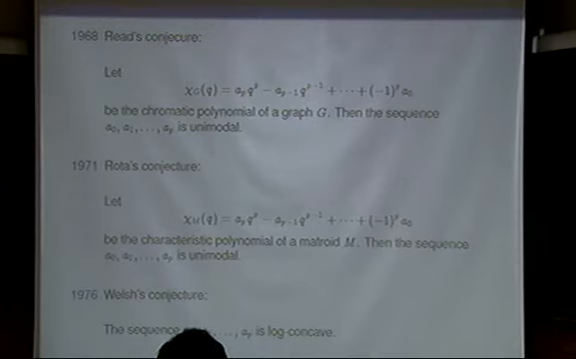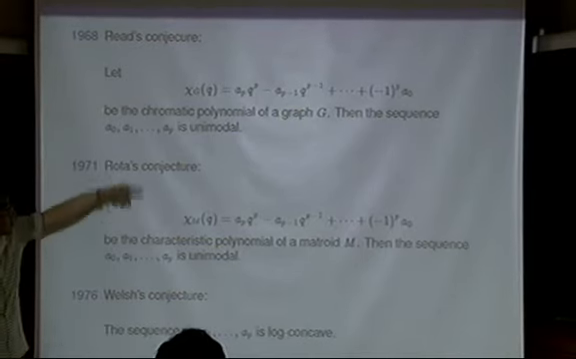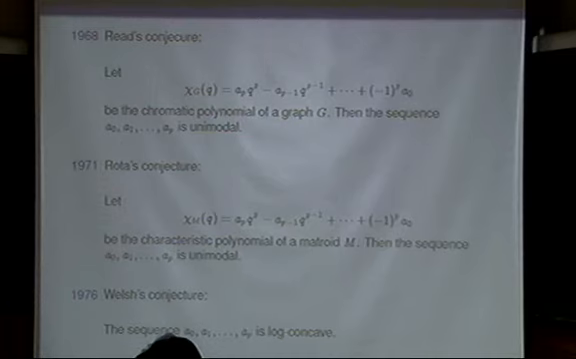So if you have a matroid M, then there is an associated characteristic polynomial, which you can write in the same way. Then the a_i form a sequence of positive integers. And Rota conjectured that such a sequence is unimodal. And after that, Welsh generalized this conjecture even more by saying that such a sequence should be, in fact, log-concave. And this is the version of the conjecture we are going to attack.